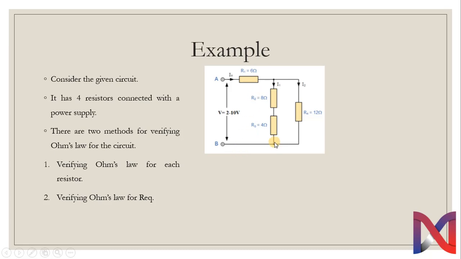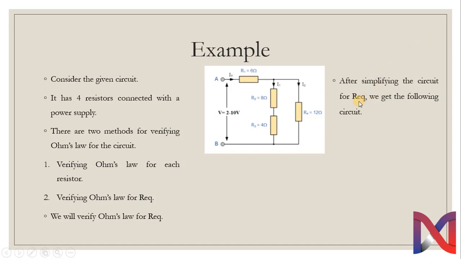However, if we choose to verify Ohm's law for individual resistances, then we need to calculate voltages and current drops for all the resistors for different intervals of voltages, that is 2 volts, 4, 6, 8 and 10 volts respectively. And then we draw a graph for each of the resistors to verify whether the curve is straight or not. But in this lab we will go with the second method for verifying Ohm's law of this circuit in terms of R equivalent.